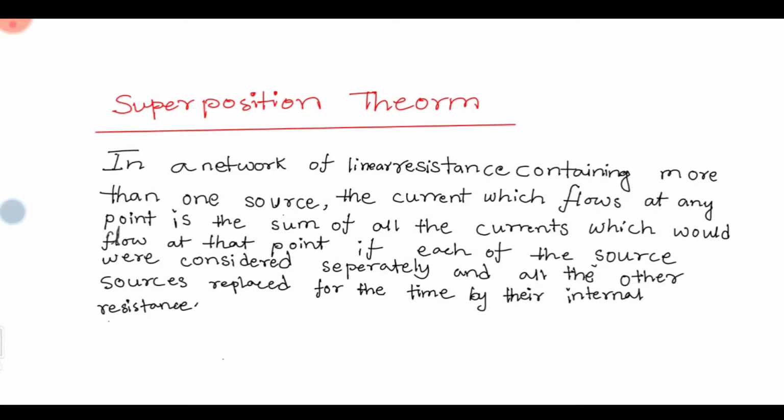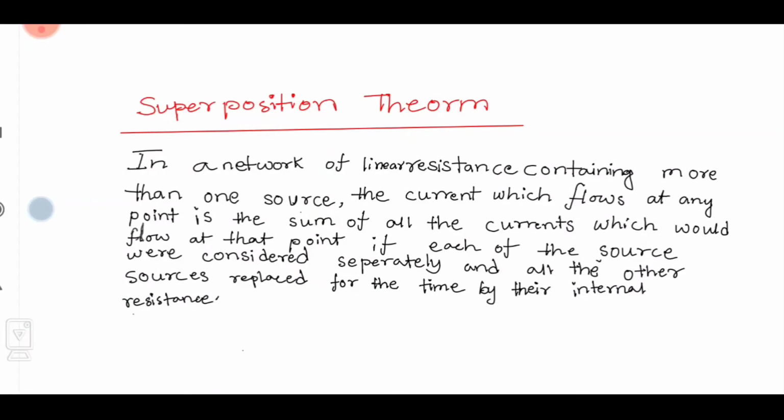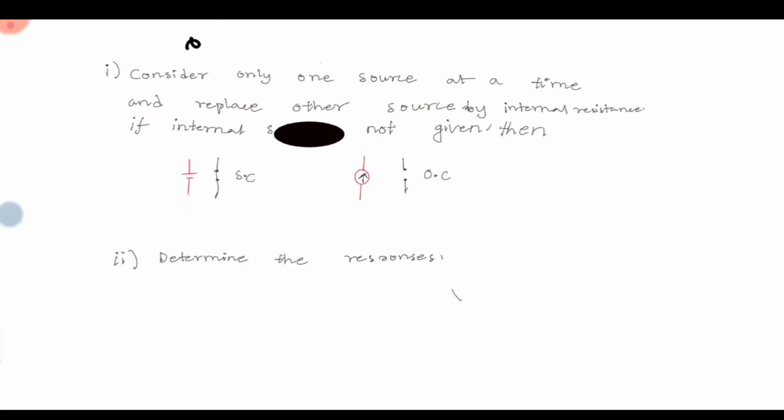Hello guys, in this video we will learn about superposition theorem. Superposition theorem states that in a network of linear resistance containing more than one source, the current which flows at any point is the sum of all the currents which would flow at that point if each of the sources are considered separately and all other sources replaced for the time by their internal resistance.